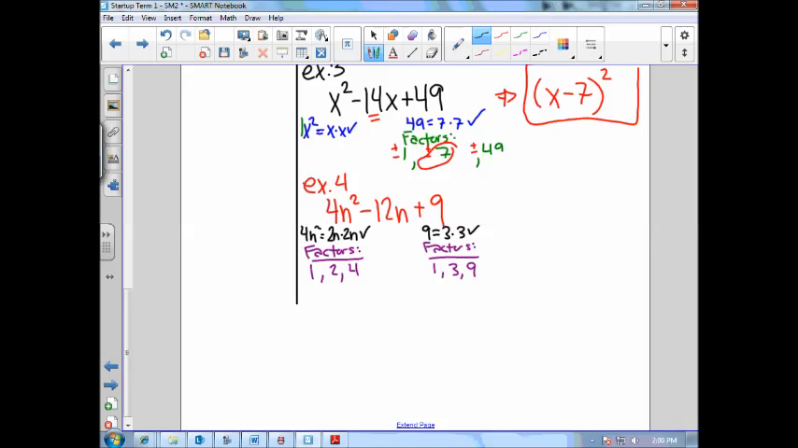1 times one of these, 1, 3, or 9, times 2, does that equal negative 12? 1 times 1 times 2, does that equal negative 12? 1 times 3 times 2? 1 times 9 times 2? No, so unfortunately it's not the 1. So let's look at another one. 2 times 1 times 2, does that equal negative 12? 2 times 3 times 2, does that equal negative 12? It's close. What is it?